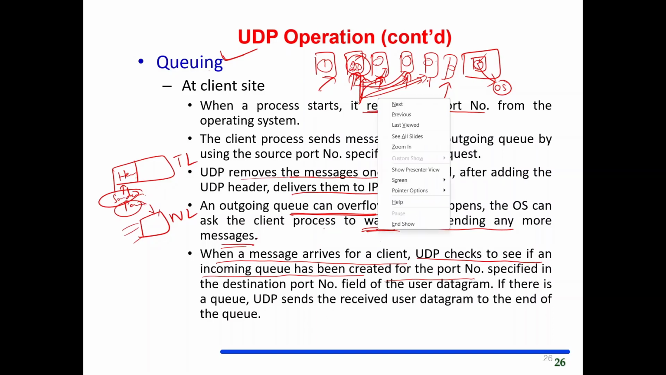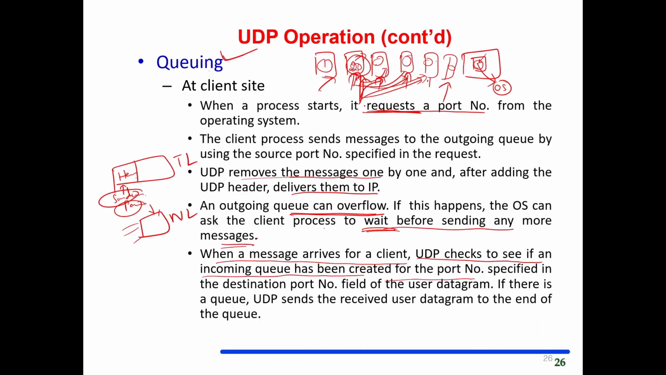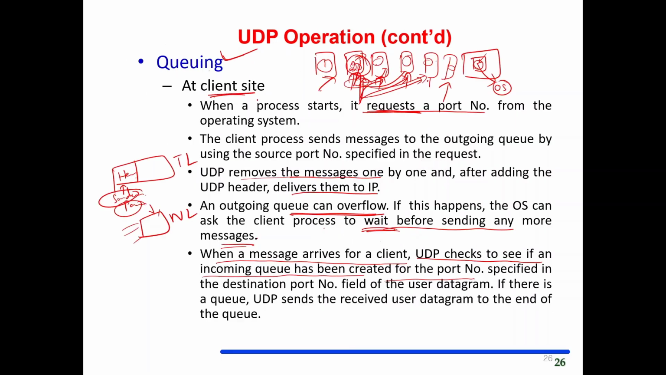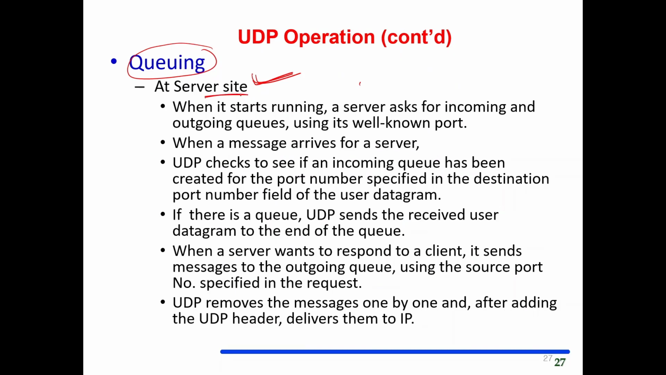After that, whenever the message comes to the client, it will check the destination port number. If it is 20, it will go here. Like that, everything happens in the UDP operations. The same queuing mechanism will also take place at the server side. Whatever we have seen at the client side, the same thing will happen at the server side also.